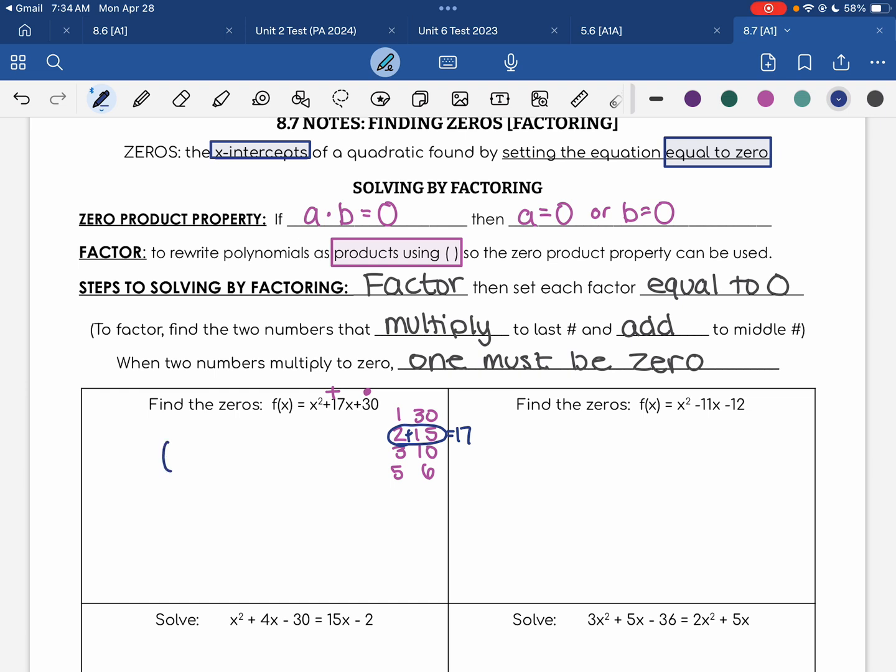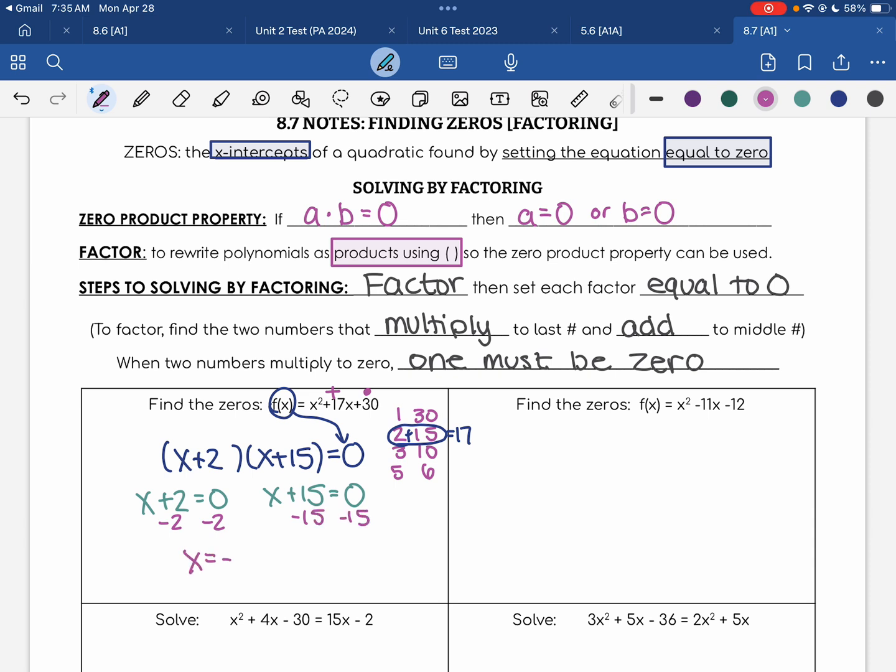Once I know that my numbers are 2 and 15, I put those next to x's in parentheses like this. Plus 2, plus 15. And then because I'm finding the zeros, this isn't f of x anymore, it's 0. That's what it means to find the zeros. And then my steps above were to factor. I'm done with that now. And then I set each factor equal to 0. So x plus 2 equals 0, and x plus 15 equals 0. Now those are both very easy equations to solve. You would just subtract the 2 and subtract the 15. So x equals negative 2 and negative 15.